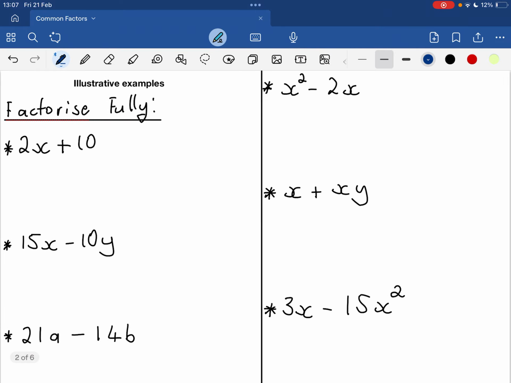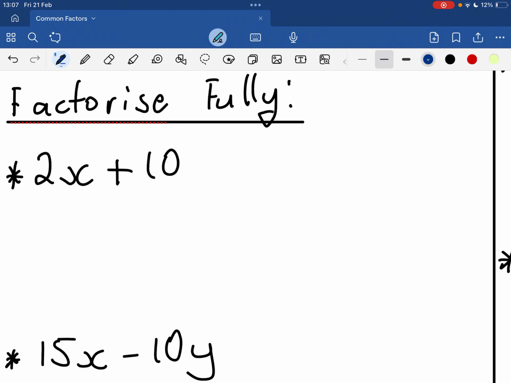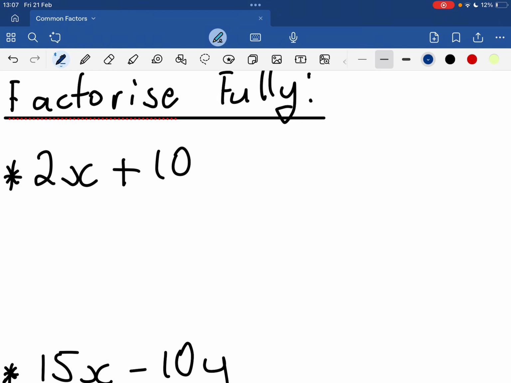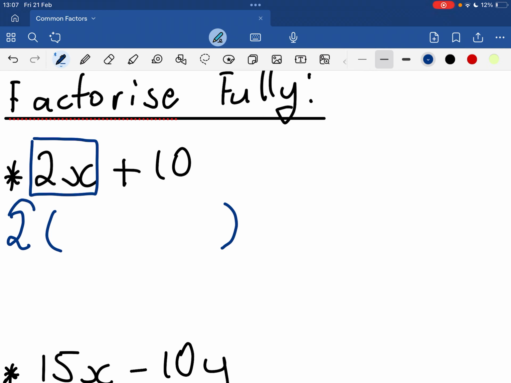I'm going to use some illustrative examples to explain how to factorize. If you're given something like 2x plus 10 and asked to factorize, you need to look for a number or a variable that goes into both this term and that term. In our case, that number would be 2. So you'd write 2, then you'd open brackets. Now, for you to know what to write inside of these brackets, you need to take each of these terms and divide it by the common factor, which is 2 in our case.